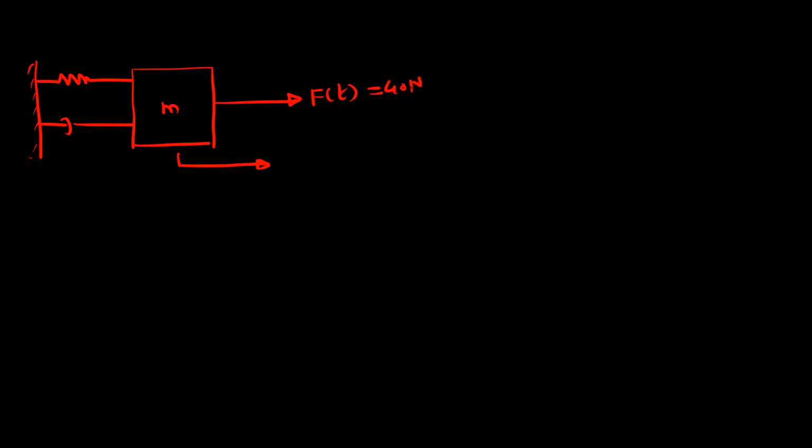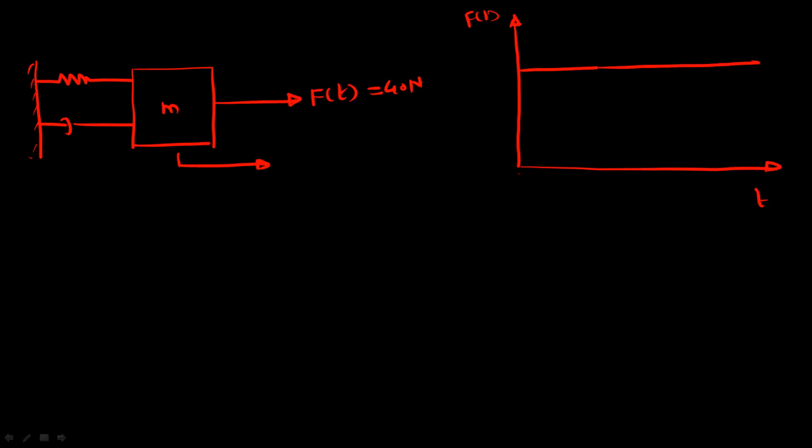So if you observe the physical system, for this physical system we provide the f of t as 40 Newton. Okay, so this is the step input of the force. So if you plot the diagram for force versus time, then its nature will be like this. From 0 time, suddenly the value of the force is 40 Newton, and it remains constant throughout the time.